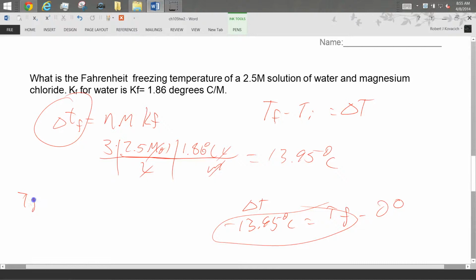So my temperature in Fahrenheit is equal to negative 13.95 times 9/5 plus 32, or did I get that backwards? Let's find out. So negative answer times 9 divided by 5 plus 32. No, that looks good. 6.89 degrees Fahrenheit.